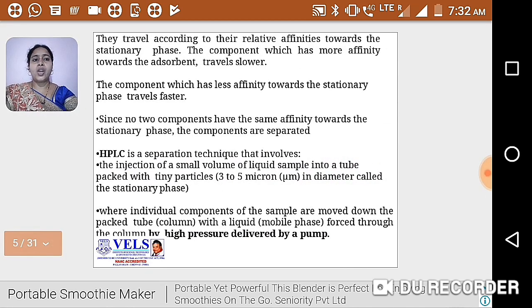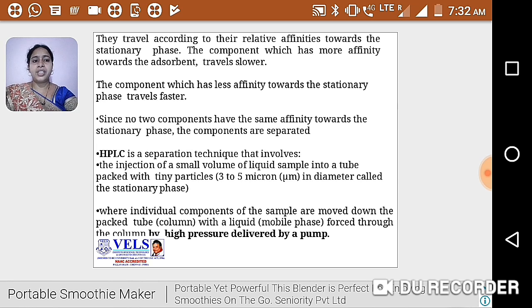They travel according to their chemical affinities towards the stationary phase, and the component which has more affinity towards the adsorbent travels slower. The component which has less affinity towards the stationary phase travels faster. Since no two components have the same affinity towards the stationary phase, the components are easily separated.